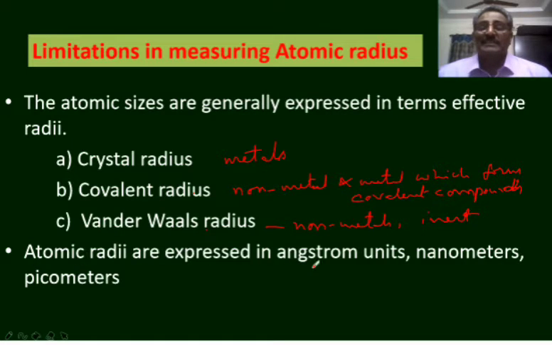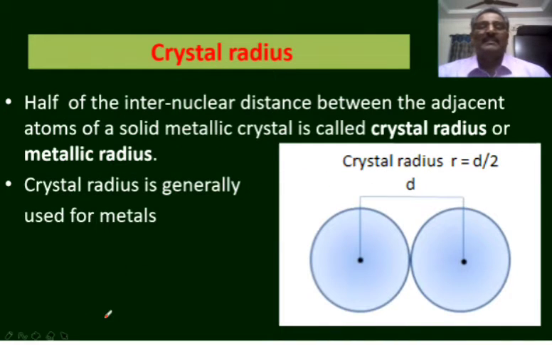Atomic radii are expressed in terms of angstrom units, nanometers and picometers. 1 angstrom unit is equal to 10 to the power of minus 8 centimeters or 10 to the power of minus 10 meters. 1 nanometer is equal to 10 to the power of minus 9 meters. And 1 picometer is equal to 10 to the power of minus 12 meters. Now let us go to the crystal radius.